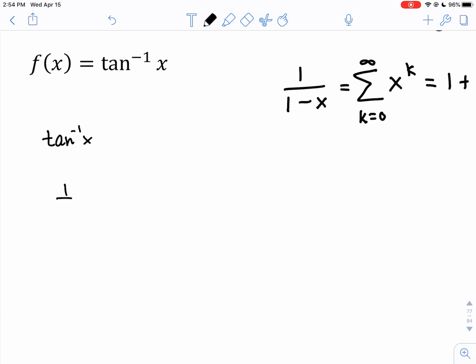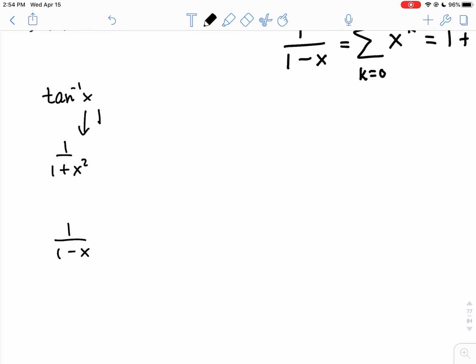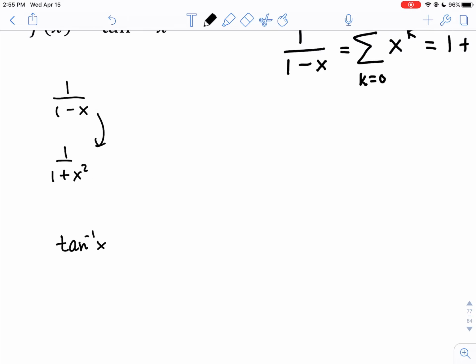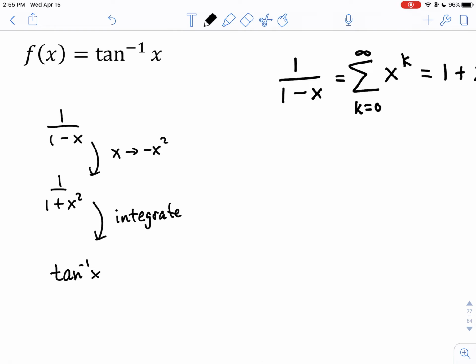I know that if I differentiate it, it turns into this. Well, this looks pretty similar to this one. There's a derivative connection here, and then some sort of composition happens here, but I'm really interested in the reverse process here. I want to start with this one and go to that step and then to that step. So from here to here, I'm going to do a composition. I'm going to change all the x's to negative x squares. And then to go from here to here, we would integrate.